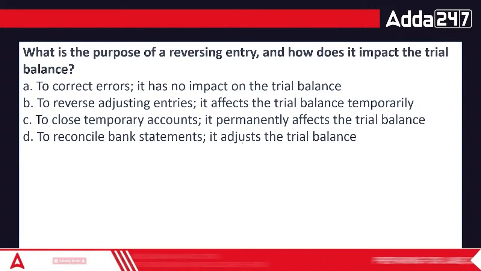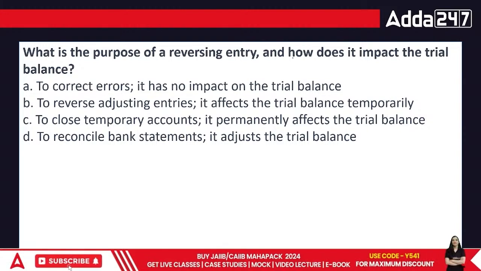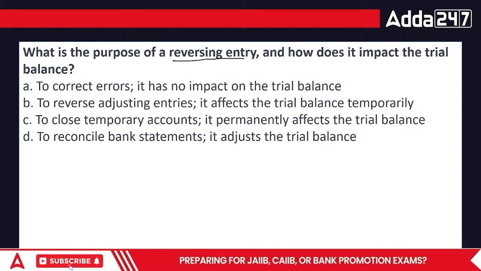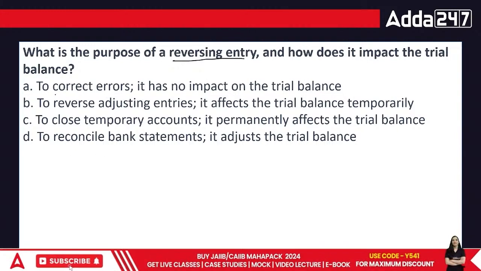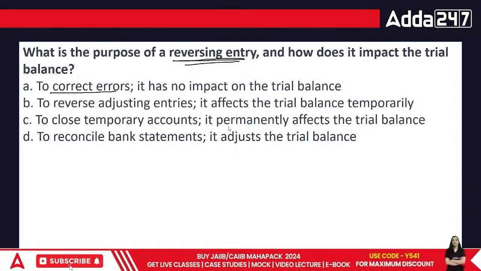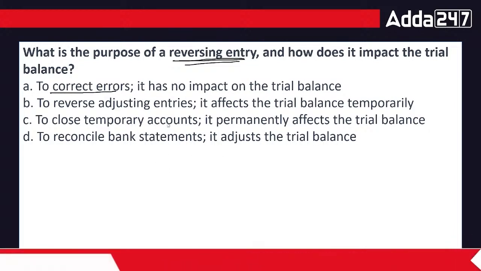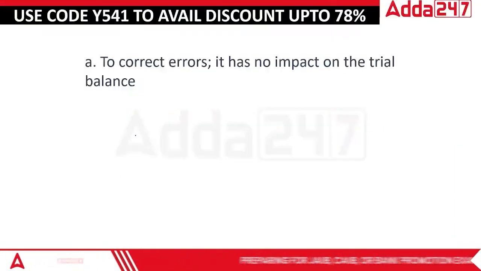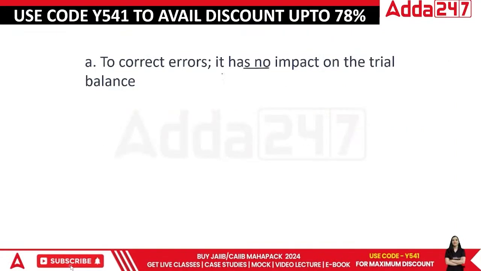Basically, in this case, you adjust all those things. The answer should be to correct the errors. Reversing entries are put for that particular thing. If there was an error, we have to just rectify that error. So for the rectification of error, you will correct it. In this case, the correct answer would be to correct errors. It has no impact on the trial balance.